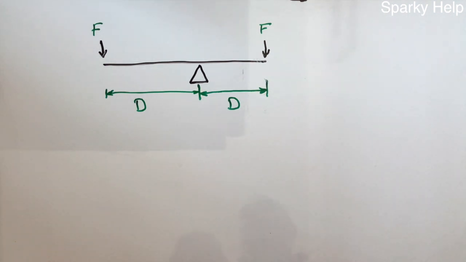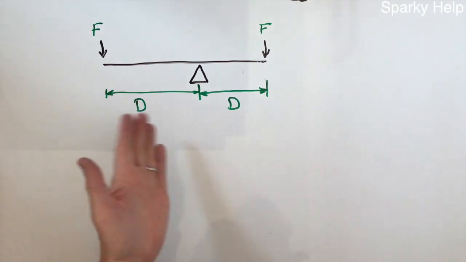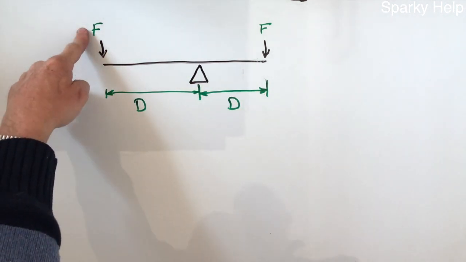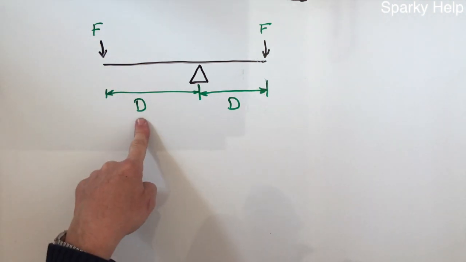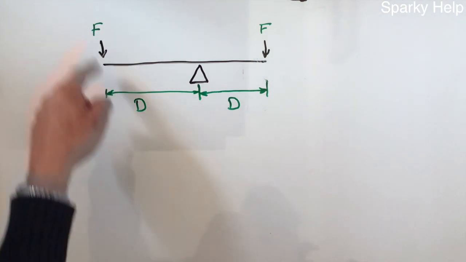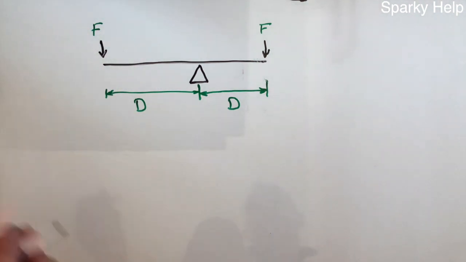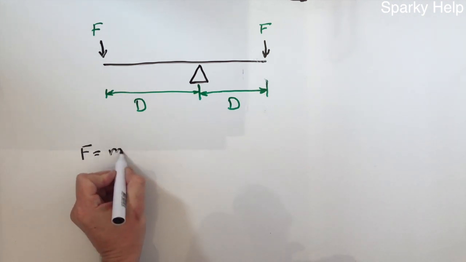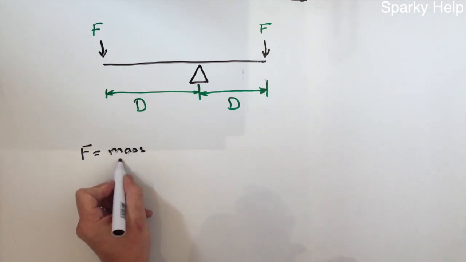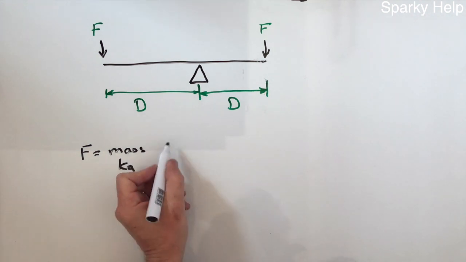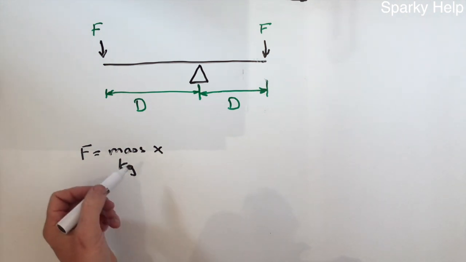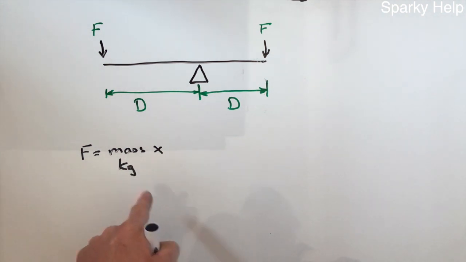Okay, so working out force times distance on a fulcrum. Force is measured in newtons, distance is measured in metres, so we need to make sure we get these the same. Now the force is based on the mass, which is measured in kilograms, which you're used to saying is your weight. And the force is what the gravity exerts on this mass.